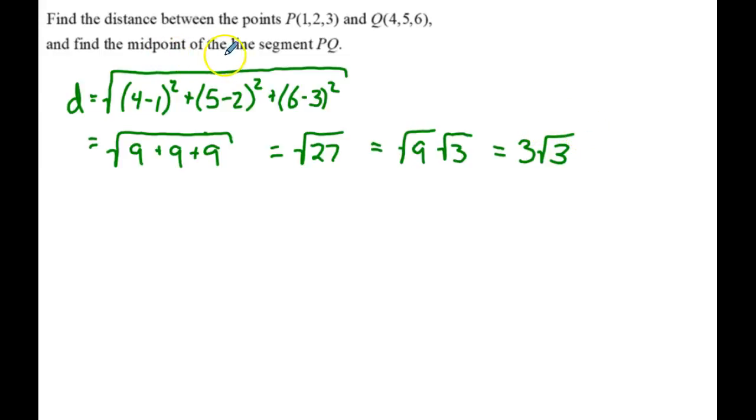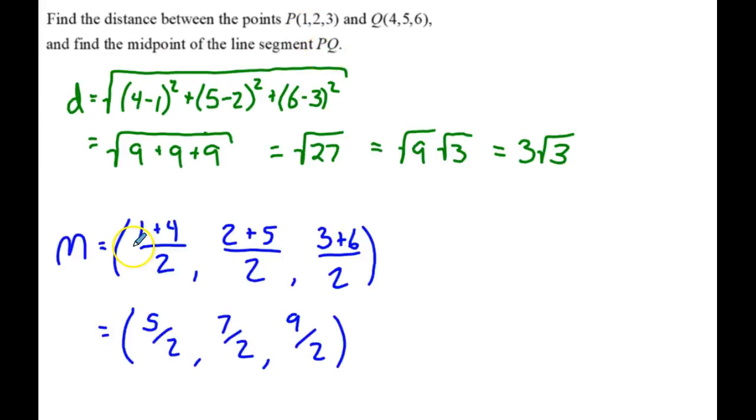Now we want to find the midpoint of the line segment that connects points P and Q. Applying the formula, we have (1 plus 4) divided by 2, (2 plus 5) divided by 2, and (3 plus 6) divided by 2. Simplifying each of those fractions, our ordered triple for the midpoint turns into 5 halves, 7 halves, and 9 halves.